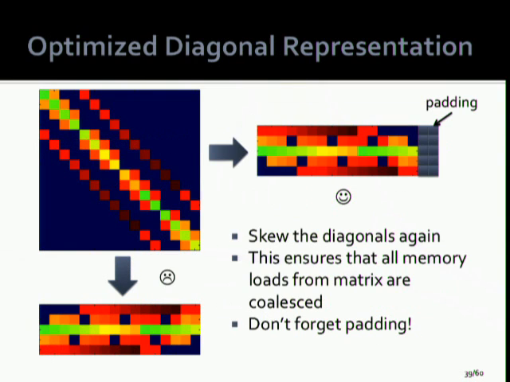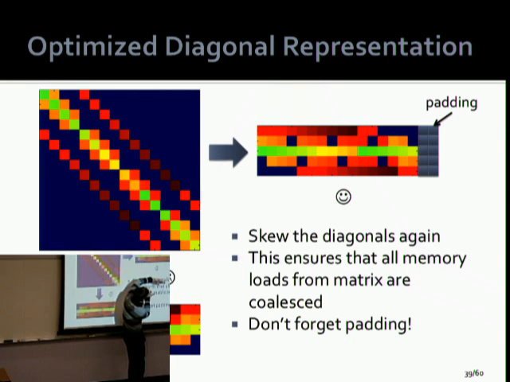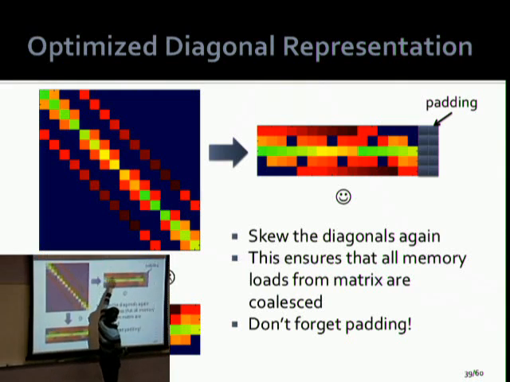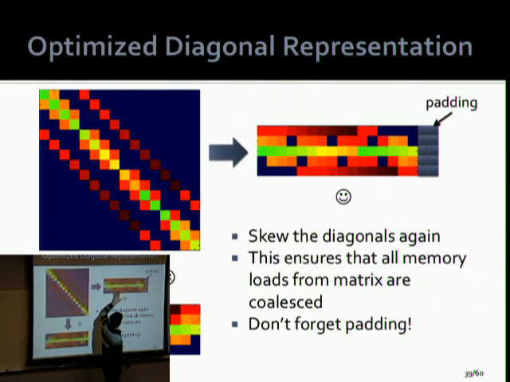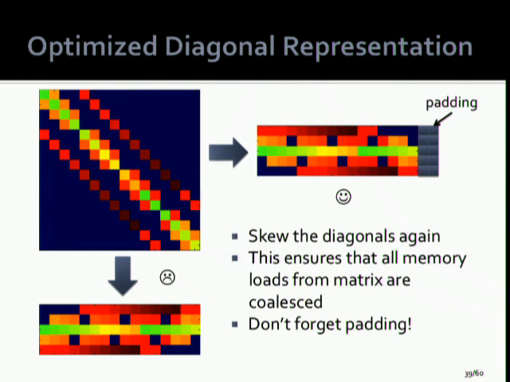So what if I projected it a different way, where you can think about it as skewing it, shifting it so that this row, instead of starting here, starts here, and this row, instead of starting here, is there. So I've kind of skewed it. This actually will ensure that all my memory loads are coalesced, as long as I insert some padding to make sure that it's a multiple of the cache line size of the machine that I'm targeting.